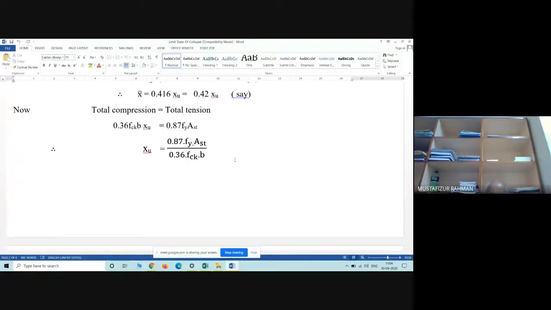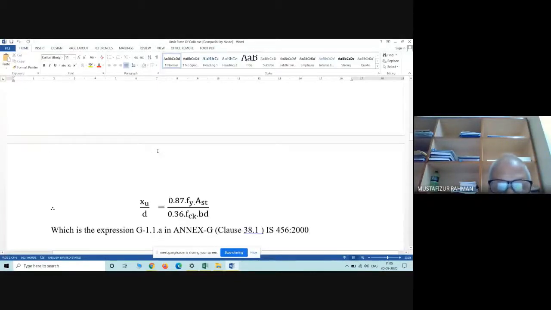Now here on the left hand side, all the information will be known to you, so we will be able to find xu. Or if we know xu, then we can find out other values. So this is one important expression. Now this expression is not difficult. It is very simple. Okay. So something I got.